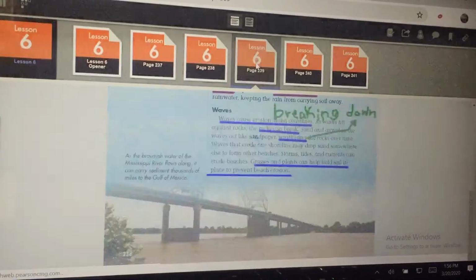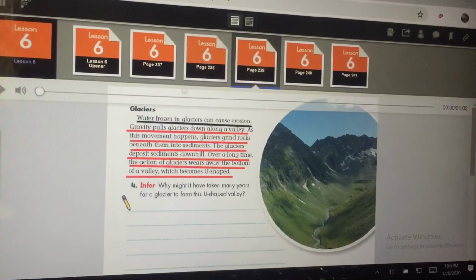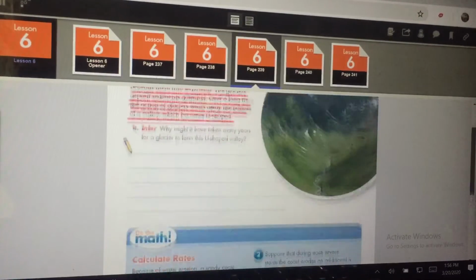Go to next page. The last form of water erosion they mentioned for you in the book is glaciers. And here, glaciers, as they move over a long time, they form down a hill, they form a U-shaped valley. And this is the question 4.